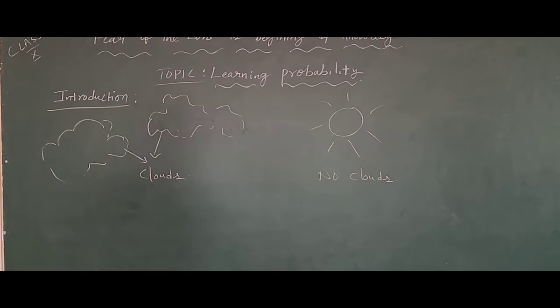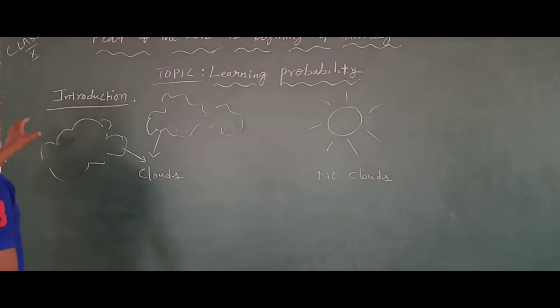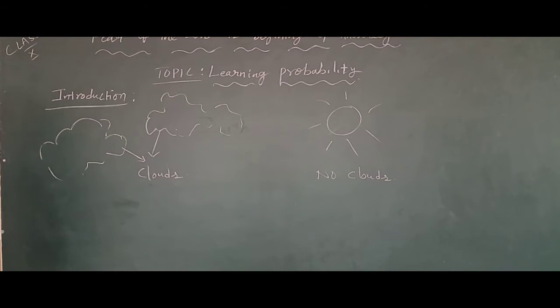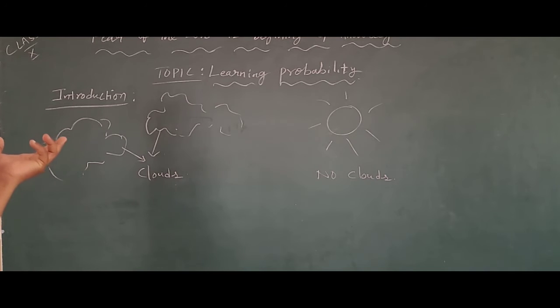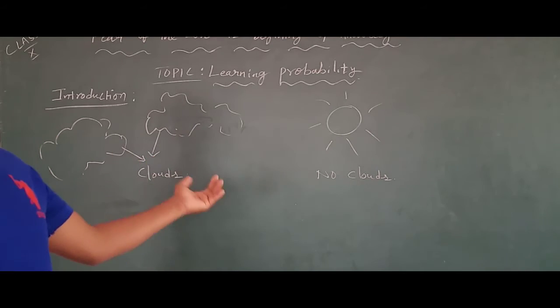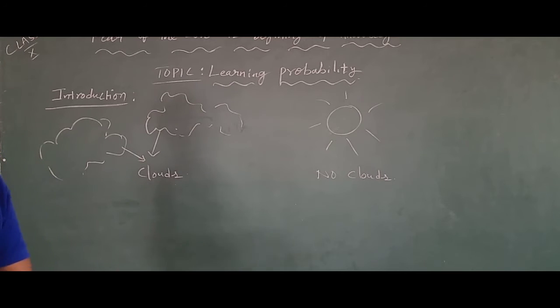The first one, the introduction to probability. This is clouds. Sometimes we feel it is cloudy, so we are going to get rain, or sometimes there are no clouds, then we say we cannot get rain today. So these are all about the possibilities of an event occurring.